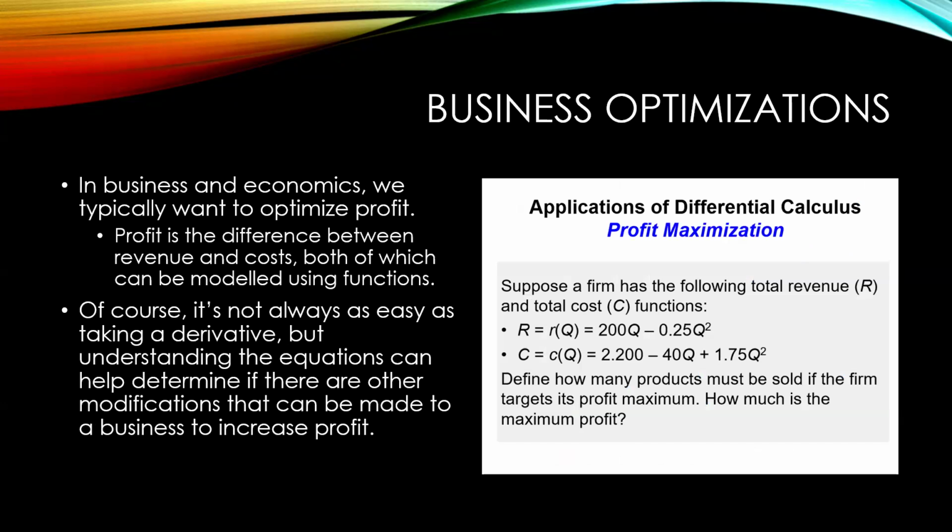This is true in business optimization too. In business and economics, we typically want to optimize profit. Profit is the difference between revenue and cost, both of which can be modeled using functions. Of course, it's not always as easy as taking the derivative, but understanding the equations can help determine if there are other modifications that can be made to a business to increase profit. And increasing profit, that's usually going to be one of the big goals of business, for better or for worse. Understanding what happens when we take the derivative and set it equal to 0 will help us understand the structures of our business.